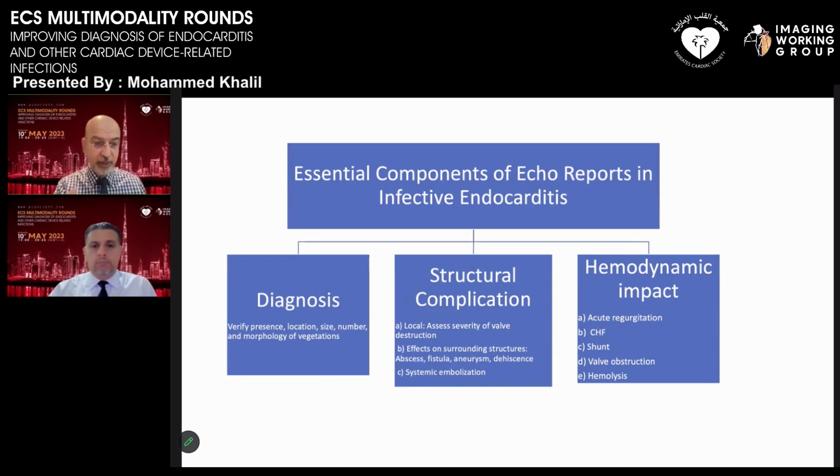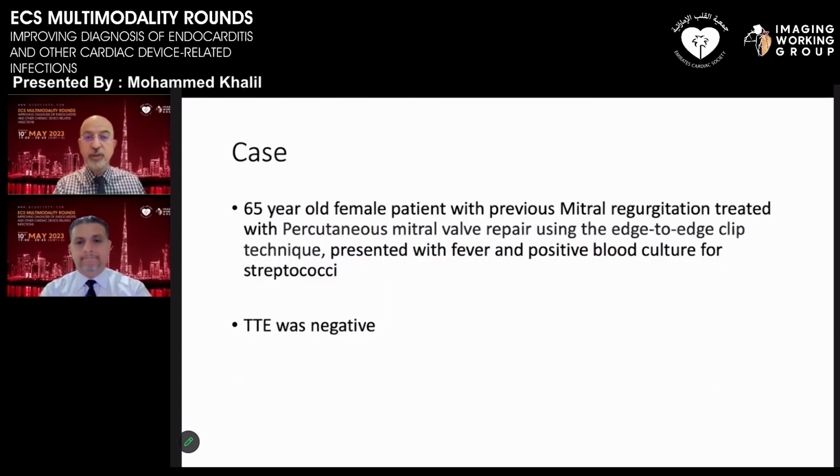These are the three important pillars that we need to report in these patients. They make sure we have a correct diagnosis: location, size, number, morphology. Is there a complication, abscess or not, aneurysm, dehiscence? Is there a hemodynamic effect? These are the pillars of a good echo report in infective valve endocarditis.